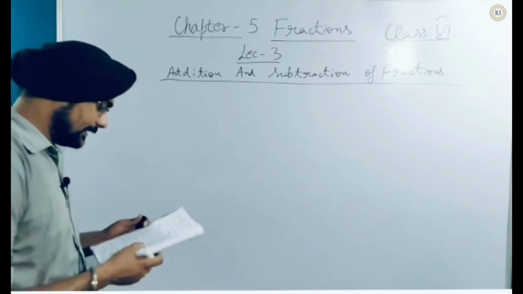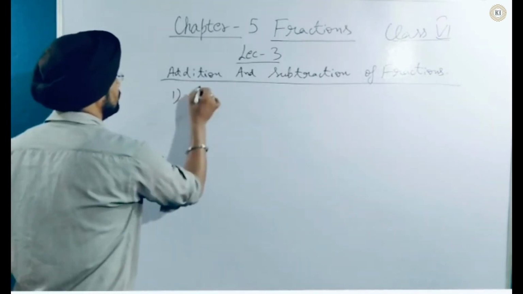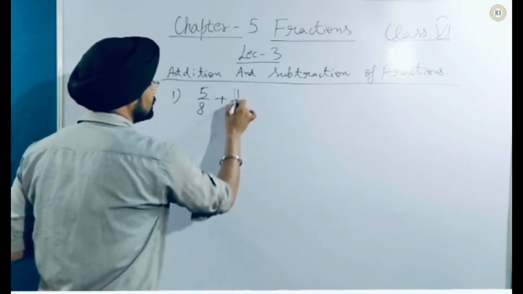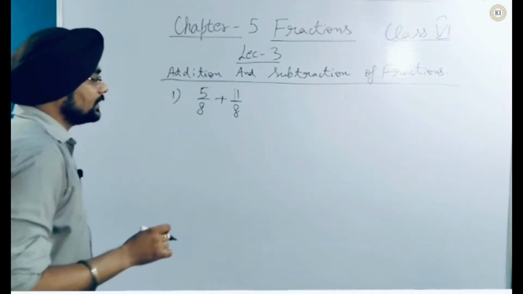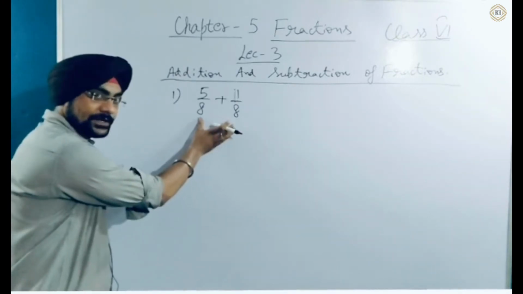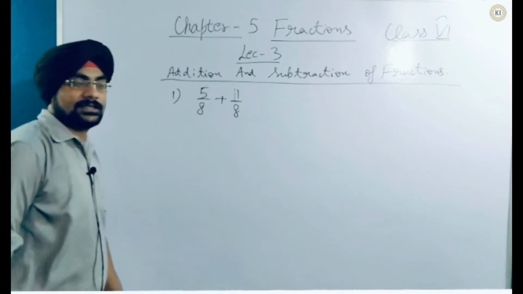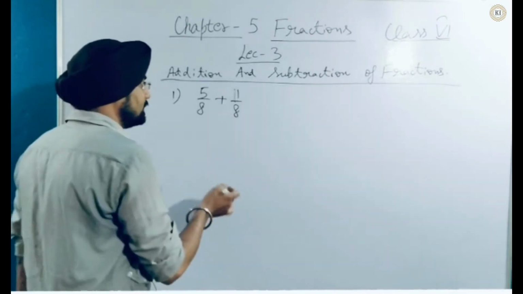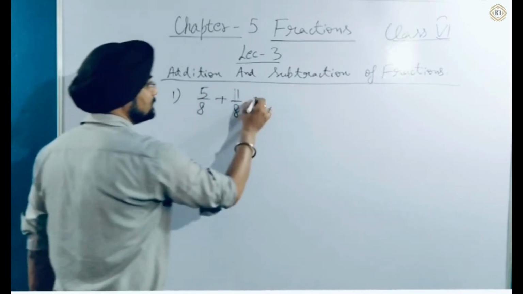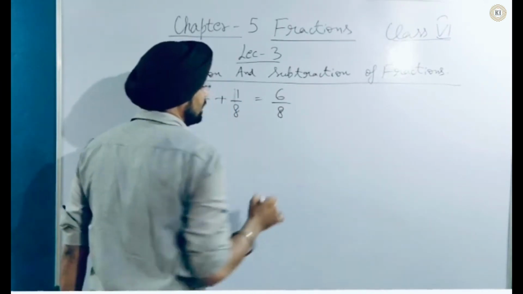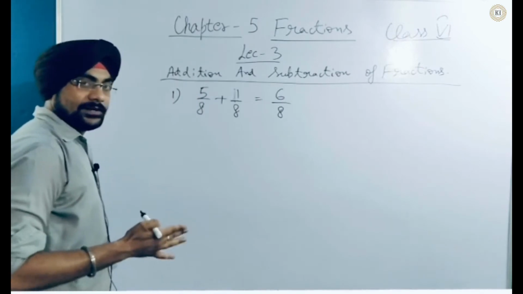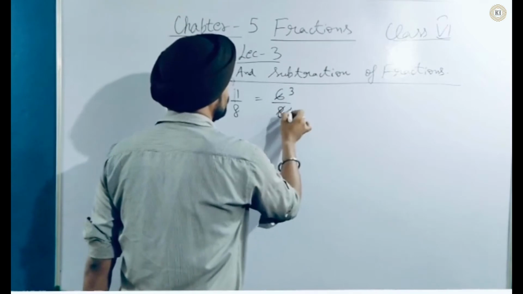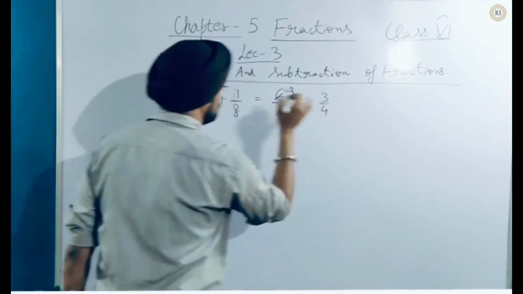Suppose we get the fractions 5 by 8 plus 1 by 8, and we have to add them. You can see that both fractions are like fractions. I have told you that like fractions are fractions in which the denominators are the same. So in that case we simply add the numerators. 5 plus 1 will be 6 upon 8, and if we want, we can reduce the fraction into simplest form. 2 threes are 6, 2 fours are 8, so that is 3 by 4.